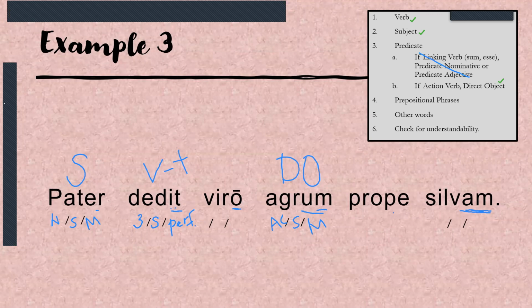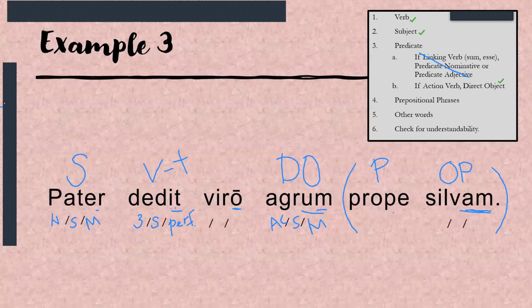Do we see any? Yes, we do. Here's a prepositional phrase right here. We're going to take it out of the sentence by putting it into some parentheses. And in doing that, that helps us see the rest of the sentence more clearly. Let's label this a preposition and the object of the preposition right there.